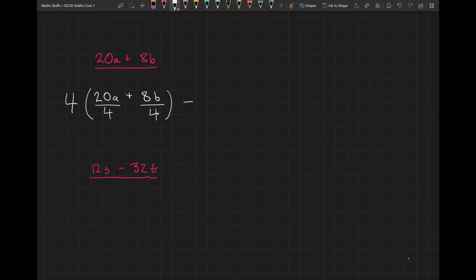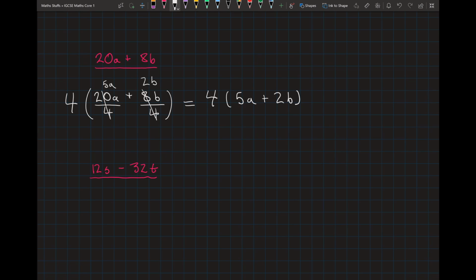Alright, so let's write this out. So 20 over 4, that's going to give us 5a. 8 over 4, that's going to give us 2b. So then our equation is going to look like this: 4 times 5a plus 2b. Alright, and here we have factorized.